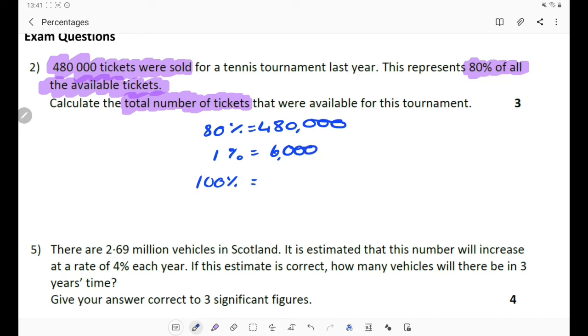How do we get 100%? You times it by 100, so you get 600,000. Make sure you put units on it. I know we normally think of units as pounds, meters, centimeters. It's important that you also recognise that it could just be something as simple as tickets.